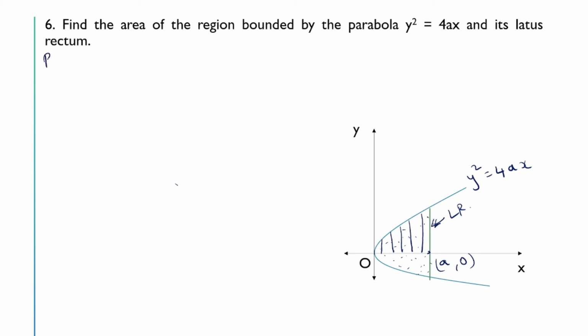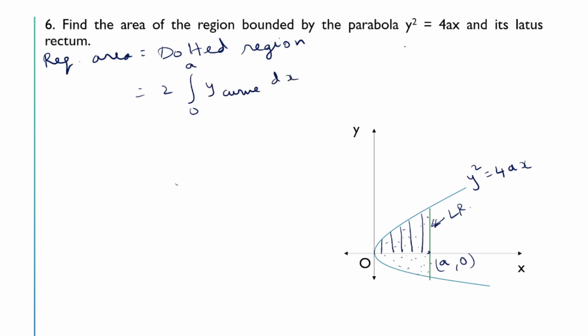So here the required area is equal to the dotted region, or it is equal to 2 times integral 0 to a y curve dx. So here we can see that y is equal to plus or minus 2 root a into root x. We have to take only the positive part. So this is equal to 4 root a integral 0 to a root x dx.